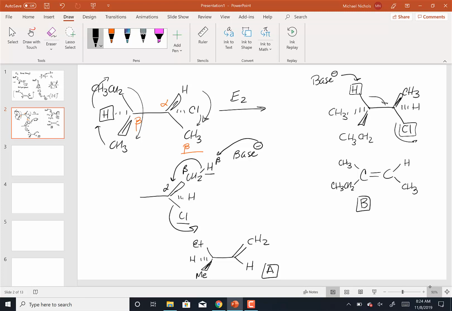Okay, so these would be my two products of the reaction. Now, which one would be major is another question. But these would be my two possible products. Okay. All right. Does that kind of make sense?